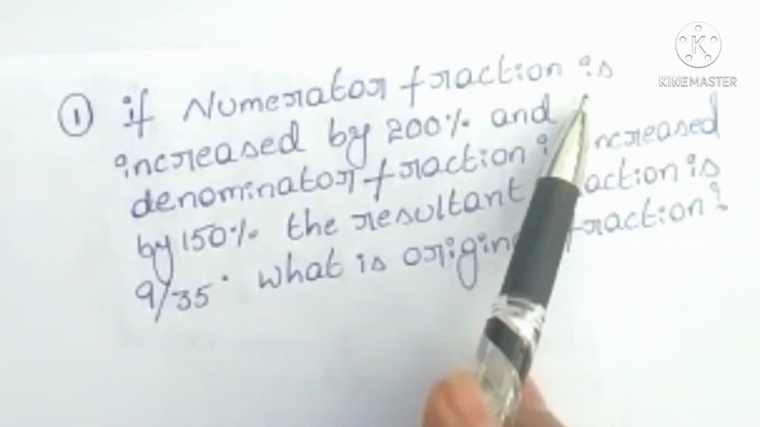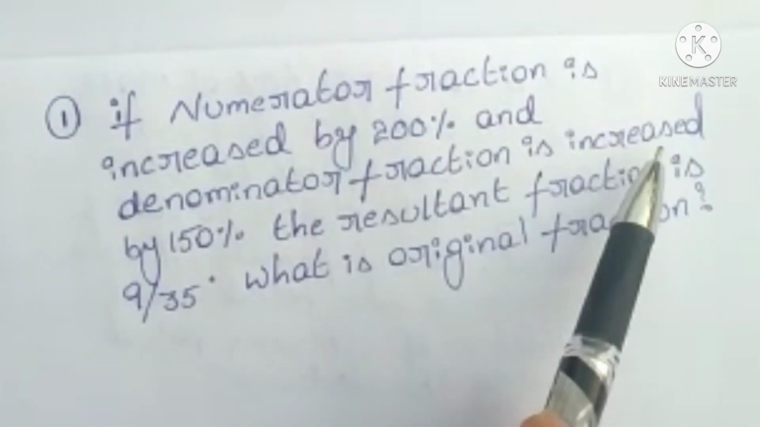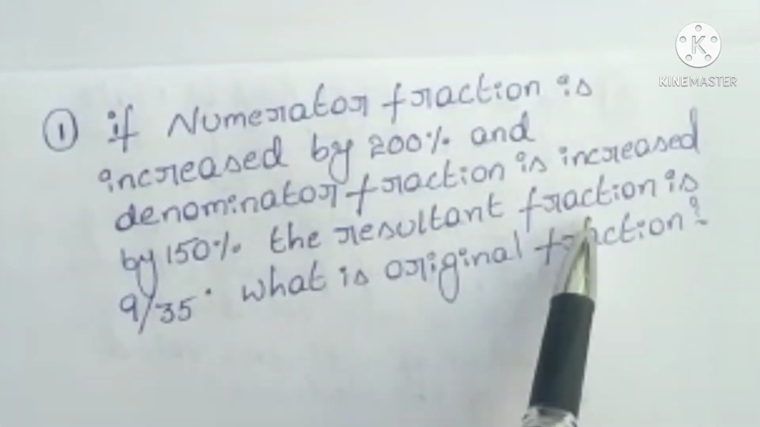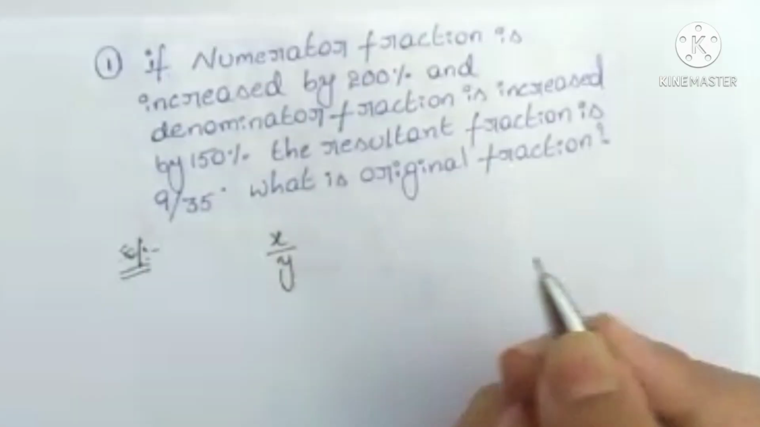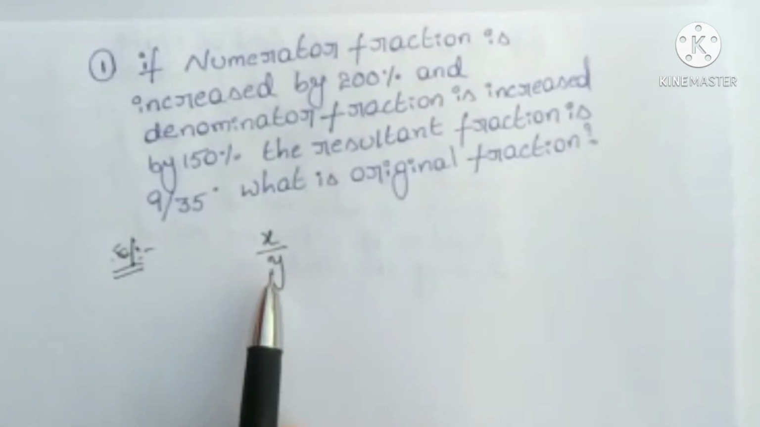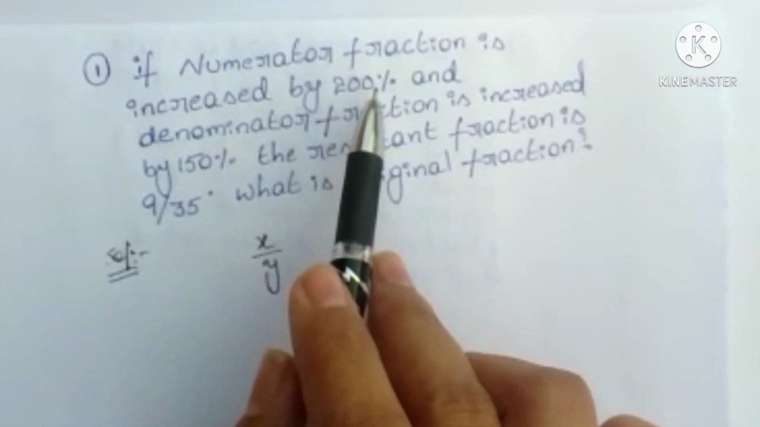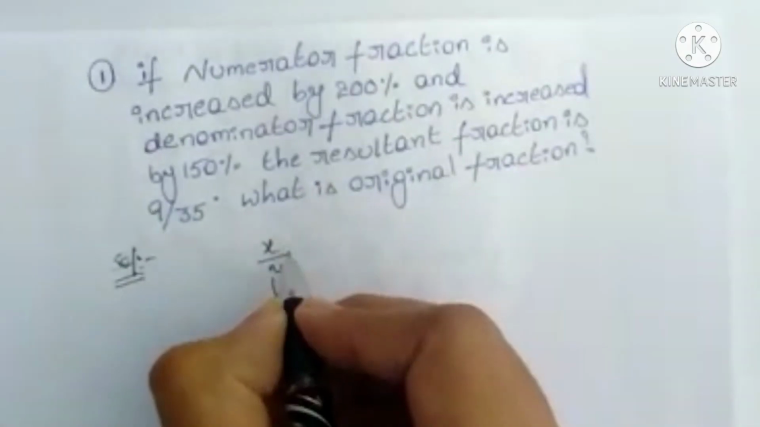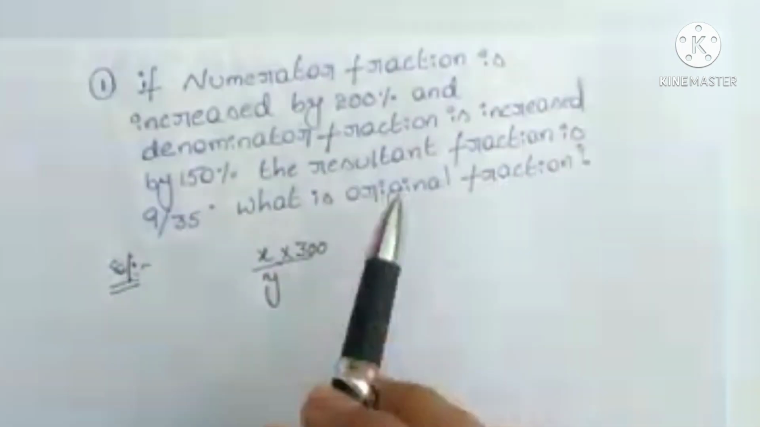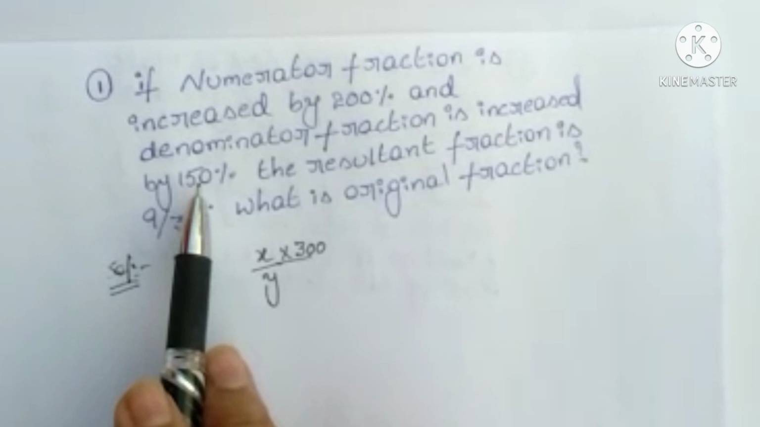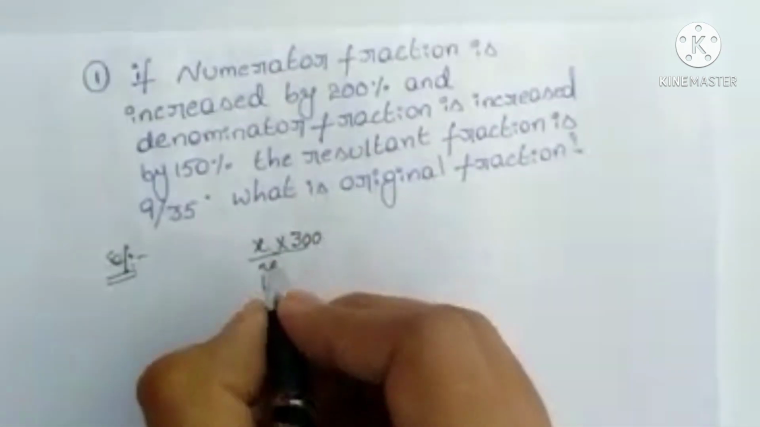If the numerator of the fraction is increased by 200% and denominator of a fraction is increased by 150%, the resultant fraction is 9 by 35. What is the original fraction? I assume that the fraction is x by y. Numerator of the fraction is increased by 200%. That means 200 plus 100. That means 300. So, into 300. Denominator of the fraction is increased by 150%, right? So 150 plus 100, that equal to 250.